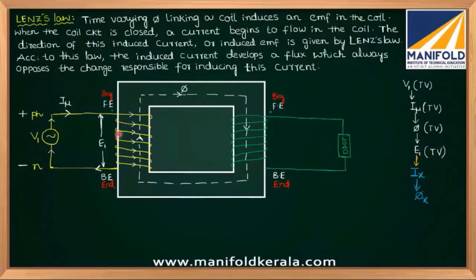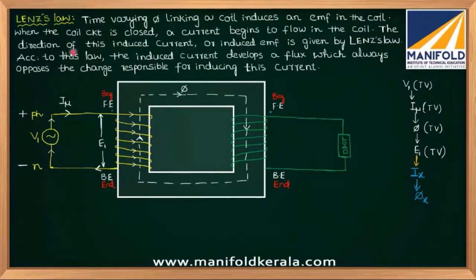When this coil circuit is closed, tell me, is the coil circuit closed or not closed? Closed. A current begins to flow, IX, in the coil. The direction of this induced current IX or induced EMF E1 is given by Lenz law. So according to Lenz law, on the primary side you can tell the direction of this E1 or the direction of IX which is induced due to E1. Is it clear everybody?